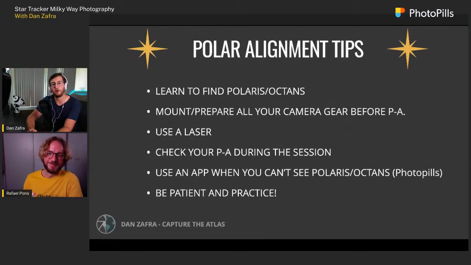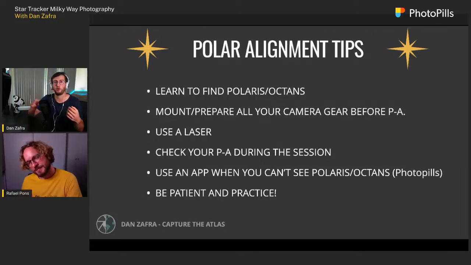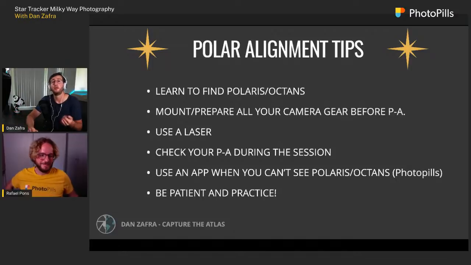Next, you can mount and prepare all your camera gear before doing the polar alignment. This is something we discussed before as well. So it's very easy that when you align your tracker, you mount your camera, and you start tweaking settings, doing different things, there's a chance that you can throw off your polar alignment. That's why when you are focusing your camera, doing the first test shot, something like this, you can do it before doing the polar alignment. Once you polar align, ideally you should have your camera completely set up on top of the tracker, and that way you can start tracking.